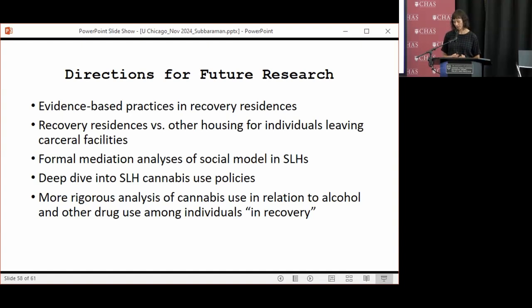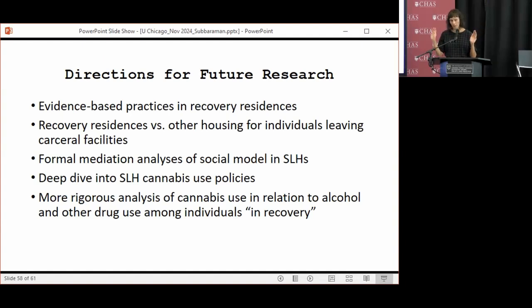We also want to do more rigorous analyses of cannabis use in relation to alcohol and other drug use among individuals in recovery. Like I mentioned, the analyses that we did were all secondary analyses. We didn't have the data that I want to look at this question rigorously. We don't have amounts. We don't have the kinds of details that would make that analysis rigorous.